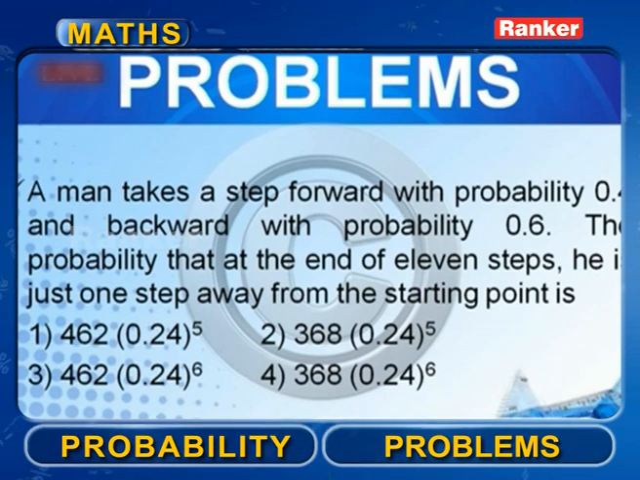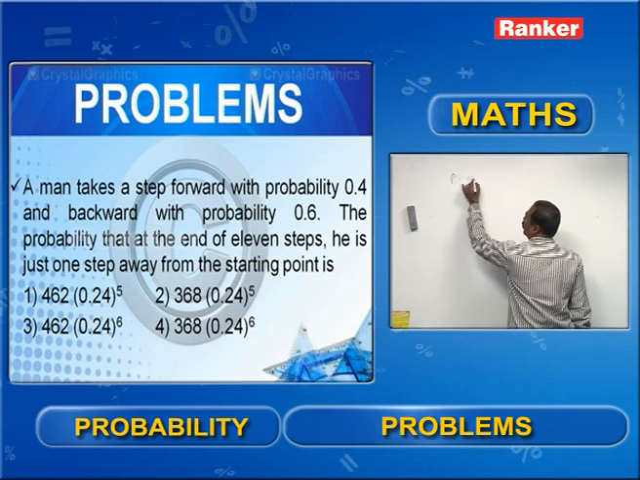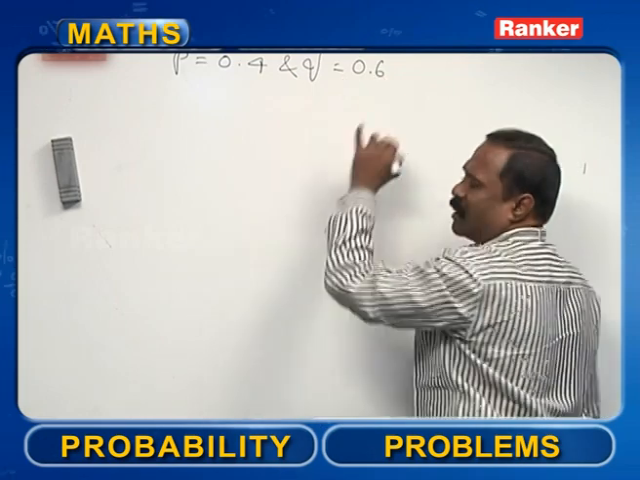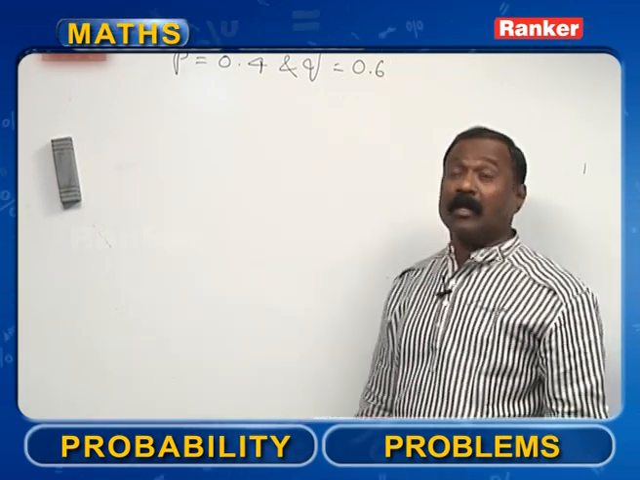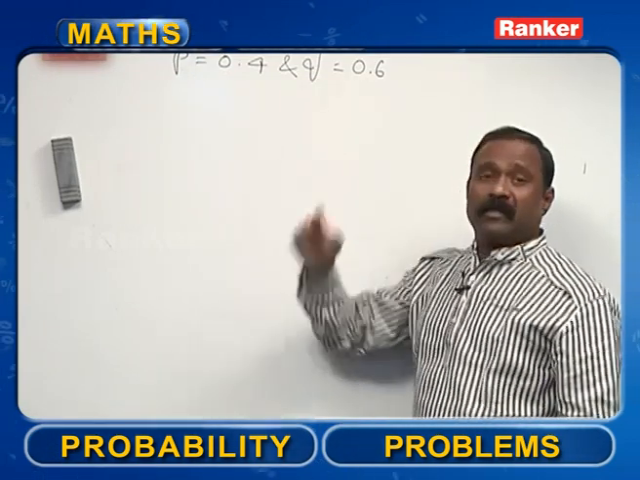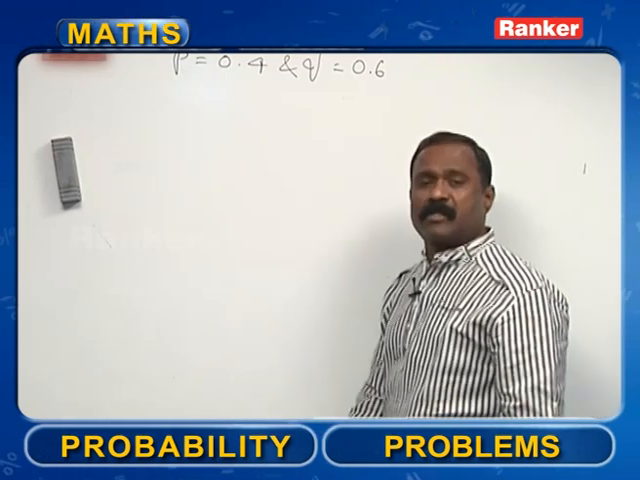So, let us suppose moving forward is taken as P, and its probability is given to be 0.4, and moving backward is taken as 0.6. The sum of these two, you can clearly see, is 1. That is why forward is taken to be P and backward is taken to be 0.6. Now, how many steps did he move? He moved 11 steps totally.